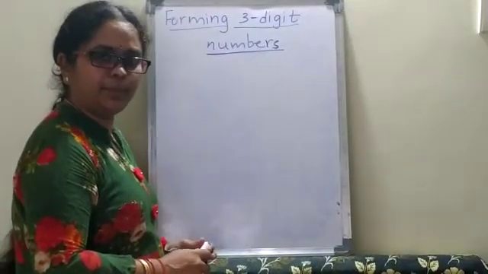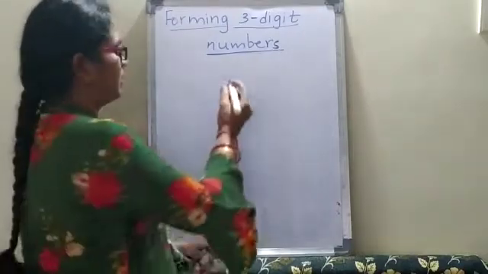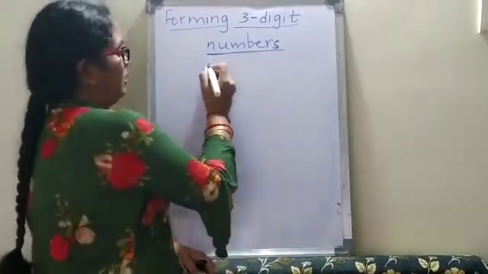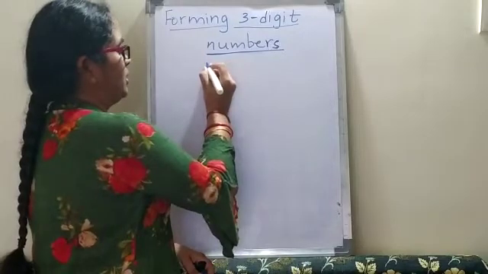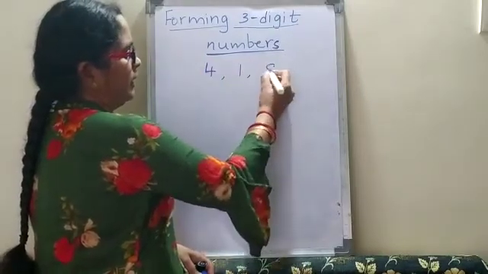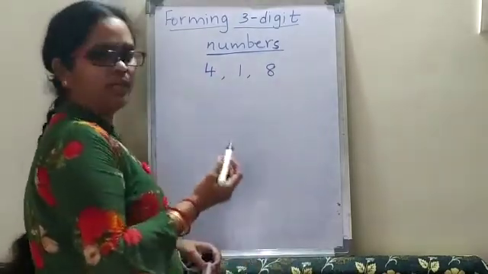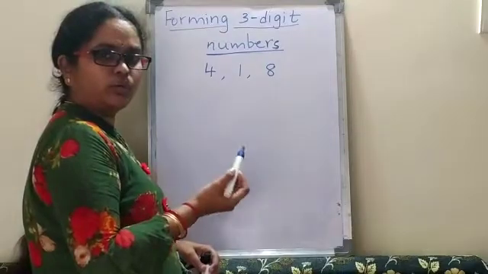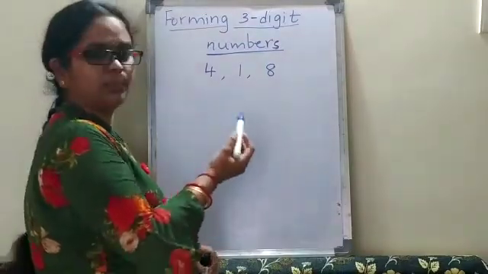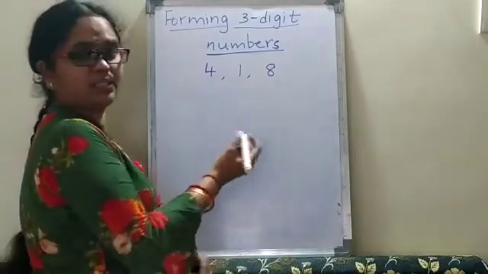Okay, we have seen how to compare 3-digit numbers. Now let us see how to form 3-digit numbers. So when 3 different numbers are given, like say 4, 1 and 8, suppose we have these 3 numbers which are given, and if we want to form 3-digit numbers using these 3 numbers, can we form them? Let us see how to form.